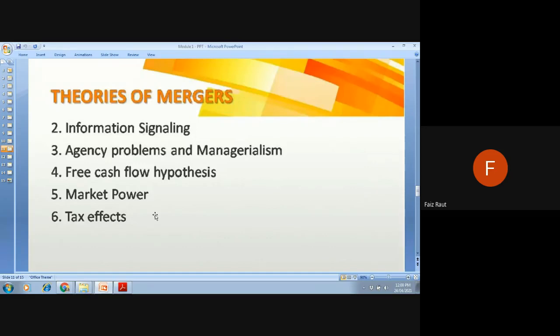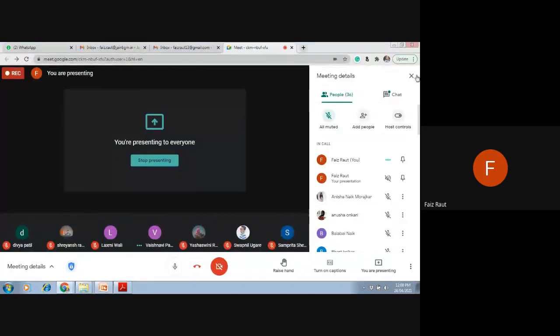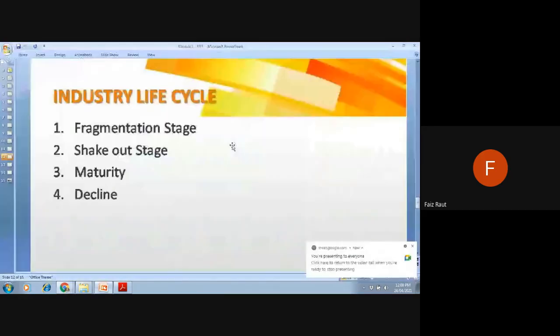I know this was pretty boring. This will be quite interesting. Let's see, waiting for any answer. This is interesting, and also very important from the exam perspective.